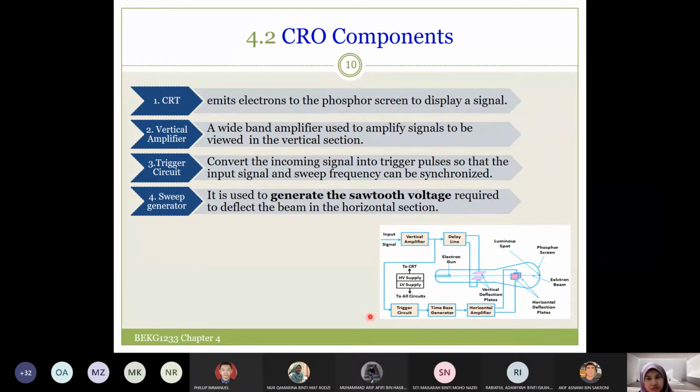Number 3, trigger circuit. The trigger circuit is here. It converts the incoming signal into trigger pulses so that the input signal and sweep frequency can be synchronized. Number 4, sweep generator or time-base generator, to generate the sawtooth voltage required to deflect the beam in the horizontal section. So the vertical amplifier and delay line are involved with the vertical deflection or vertical section. The bottom one is involved with the horizontal deflection or horizontal section.